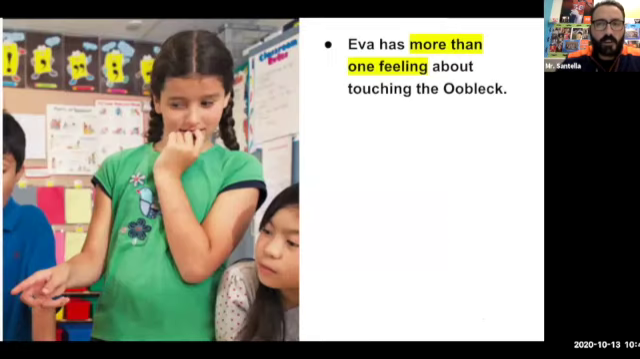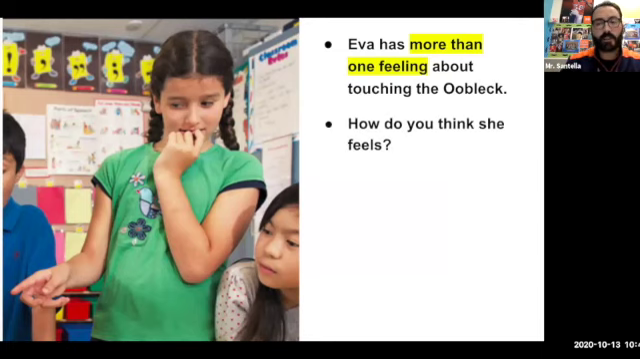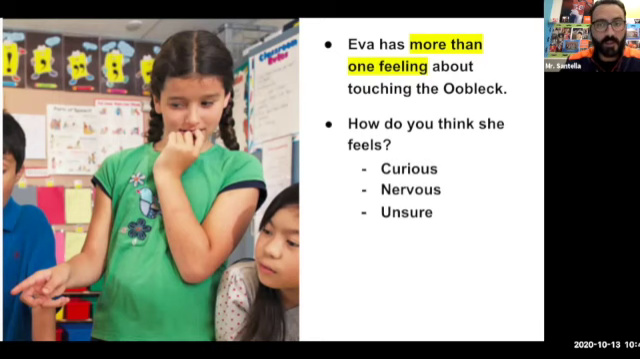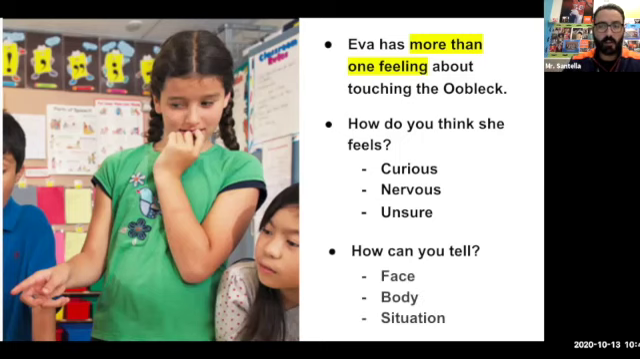Now, Eva has more than one feeling about touching the oobleck. So if she has more than one feeling about a situation or a scenario, she has conflicting feelings. How do you think she feels? Well, I think she feels curious, nervous, a little unsure. How can you tell? Well, I'm being a feelings detective, and I can tell by her facial expressions, her body language, and even just the situation.